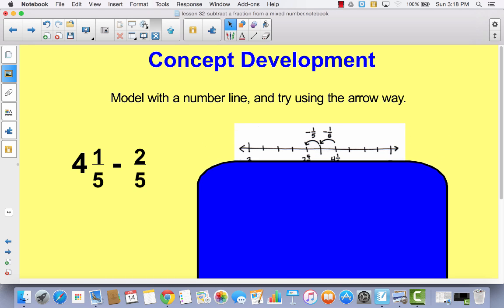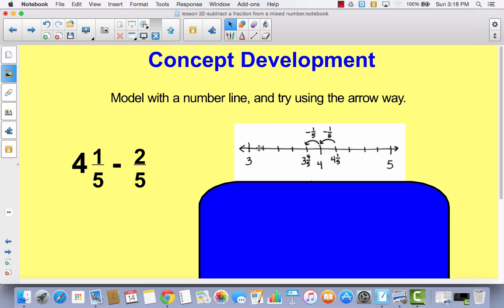So we're going to start with the number line. I want you to go ahead and draw this number line. Notice I went from 3 to 5. I labeled 3, 4, and 5, and then I divided each part into fifths. So I went 1, 2, 3, 4, and 1, 2, 3, 4. So here's 4 and 1/5. I went back 1/5, and that took me to 4. And I went back another fifth, and I ended up at 3 and 4/5. So we know that this is the answer.